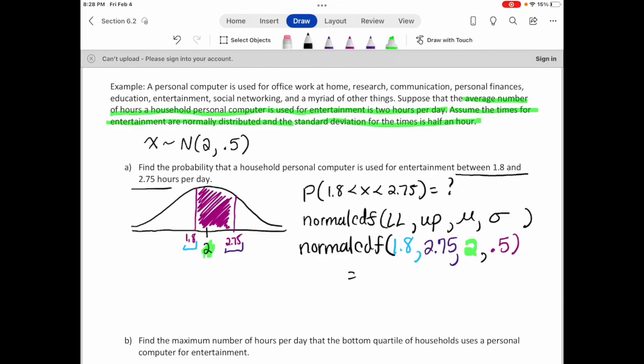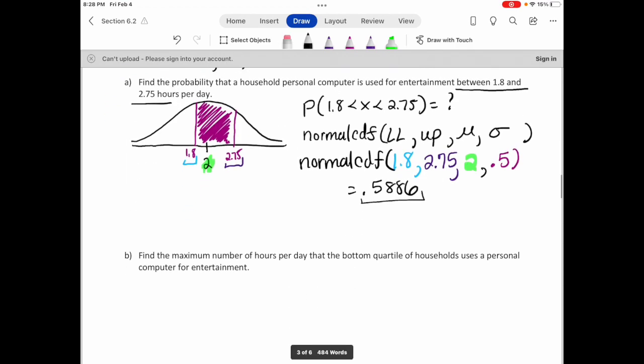Now, when I put all that information on the calculator and I hit enter, that is going to give me a probability of 0.5886. So that means that the probability that a household personal computer is used between 1.8 and 2.75 hours a day, and that's for entertainment purposes, is approximately 0.5886.